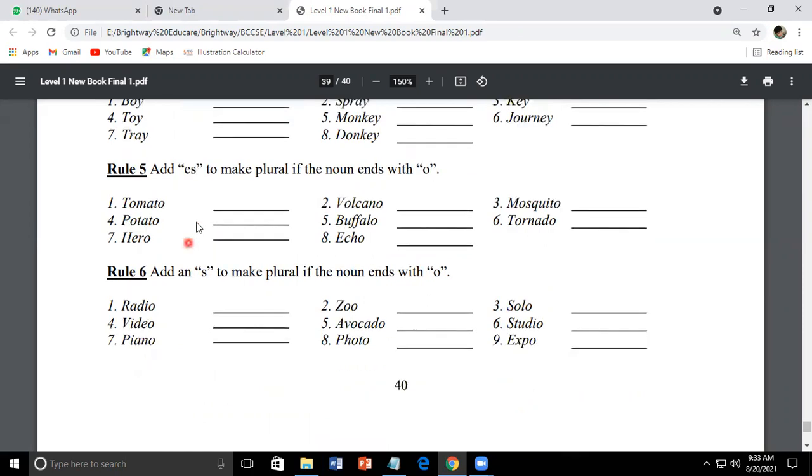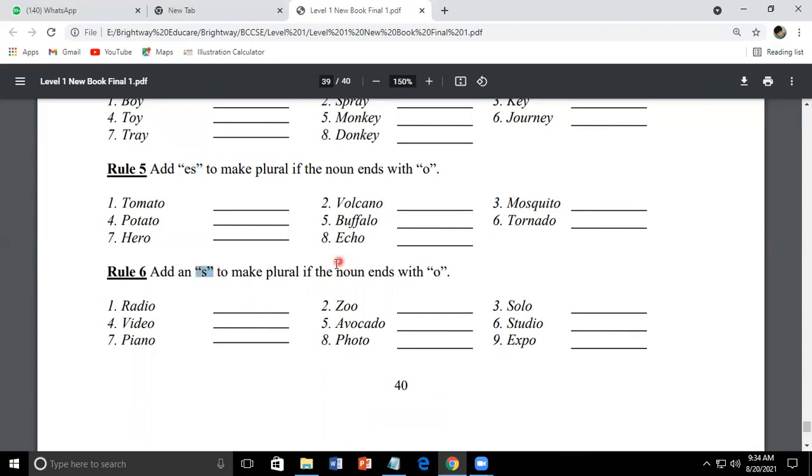Rule number 5, we noticed if the last letter is an o, we have to add es to make it a plural. And similarly, in rule number 6, we noticed again, if the last letter is an o, here we have to add s to make it plural. This brings a question in our mind that how will I come to know where I will add es and where I will add s?